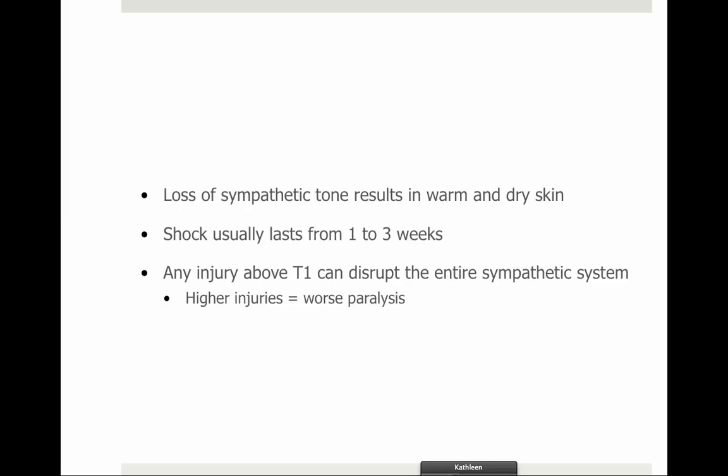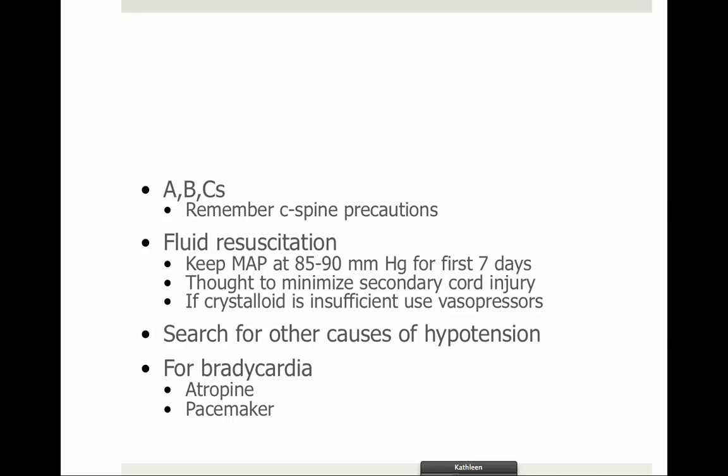Loss of sympathetic tone results in warm and dry skin. Shock usually lasts from 1 to 2 to 3 weeks after injury. An injury above T1 can disrupt the entire sympathetic system. Higher injuries equals worse paralysis.